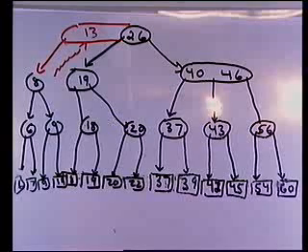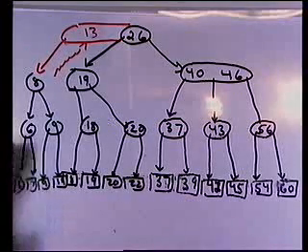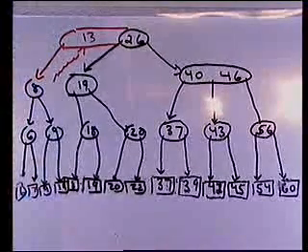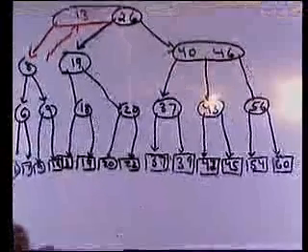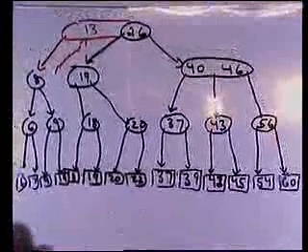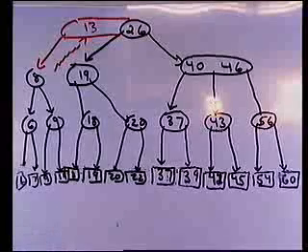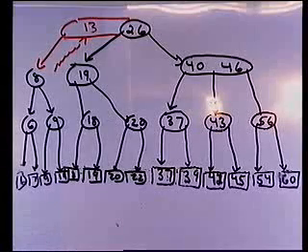So there we have an example of a situation where we have now done a split on this level and a split on this level, and then now we check the root, and the root doesn't overflow, so we're okay there. And so we had a case 2, and then a case 1.